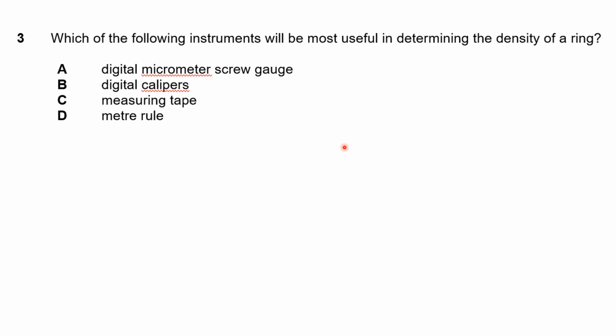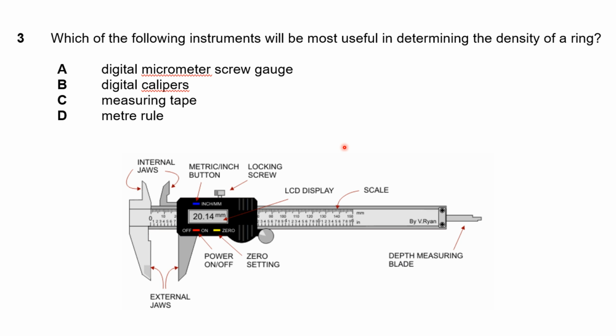So question 3, which of the following instruments will be most useful in determining the density of a ring? We've got a digital micrometer screw gauge, digital calipers, measuring tape, and a meter rule. I think all of us are familiar with how a ring looks like. And the answer here would be the digital calipers, because if you look at the digital calipers, it will have internal jaws to measure the inner diameter of a ring.